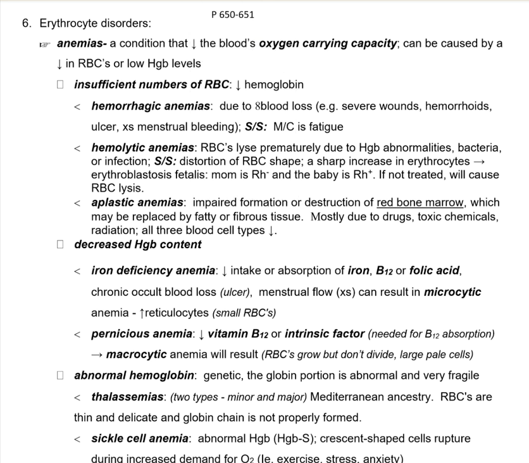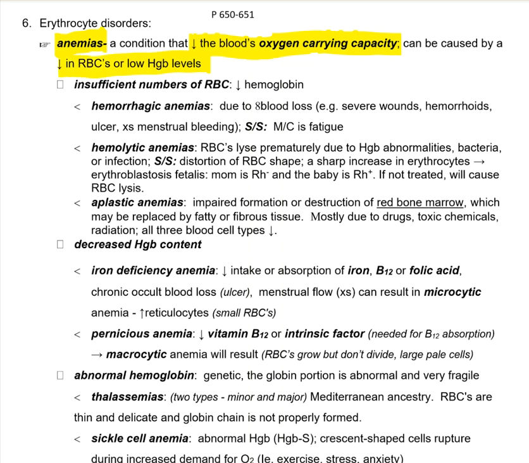So the first thing is anemia. We want to know what that term is. I'm sure you've heard of anemia before. This is a condition that lowers the oxygen carrying capacity of the blood. Now, this can be due to a number of things. If you don't have enough red blood cells, then you don't have enough hemoglobin to grab onto oxygen and carry it around. Or you could have plenty of red blood cells, but inside of them have low hemoglobin.